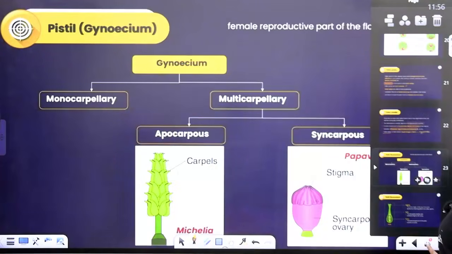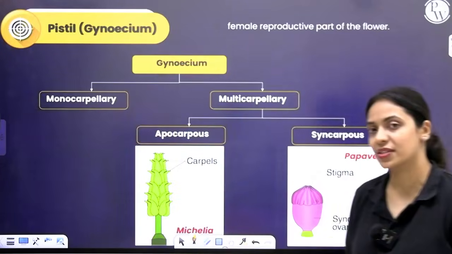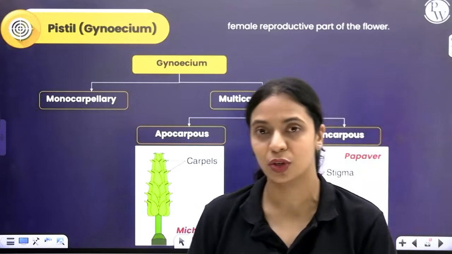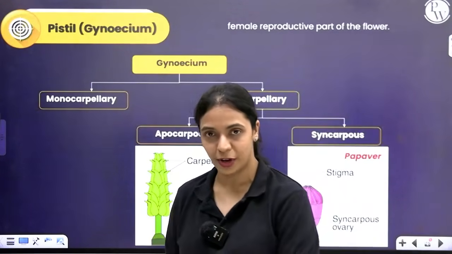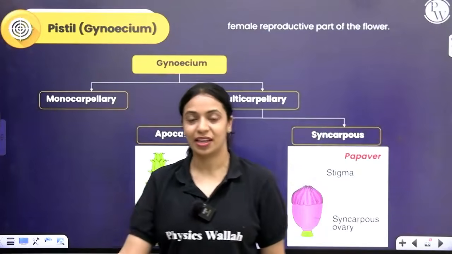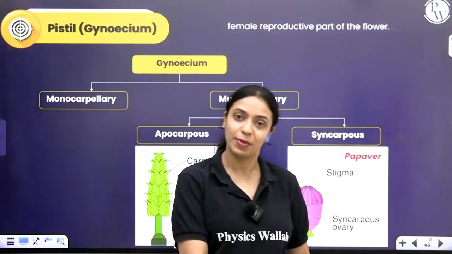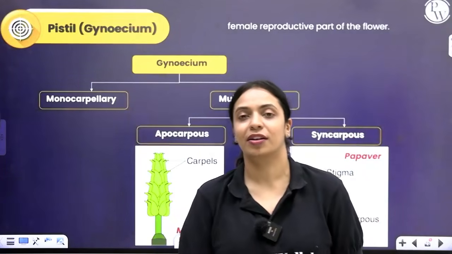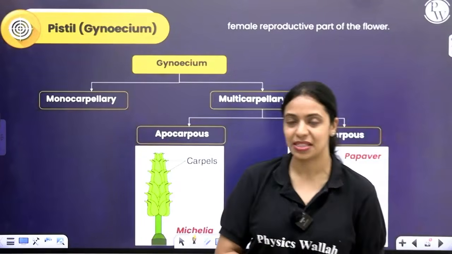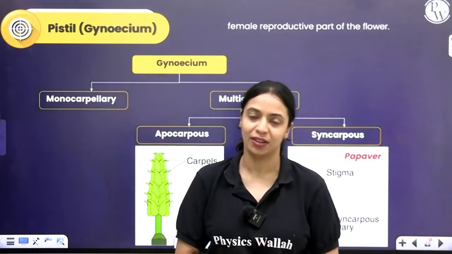Now, let's talk about the female reproductive part. So far, we've discussed what happens in the anther, how the pollen grains form, how the male gametes form within the pollen grains. So the story about males is done. We have the male gametes ready. Now we have to get the female gametes ready so that fertilization can take place. The female reproductive part is called the gynoecium or the pistil, and the units of gynoecium are called carpels.